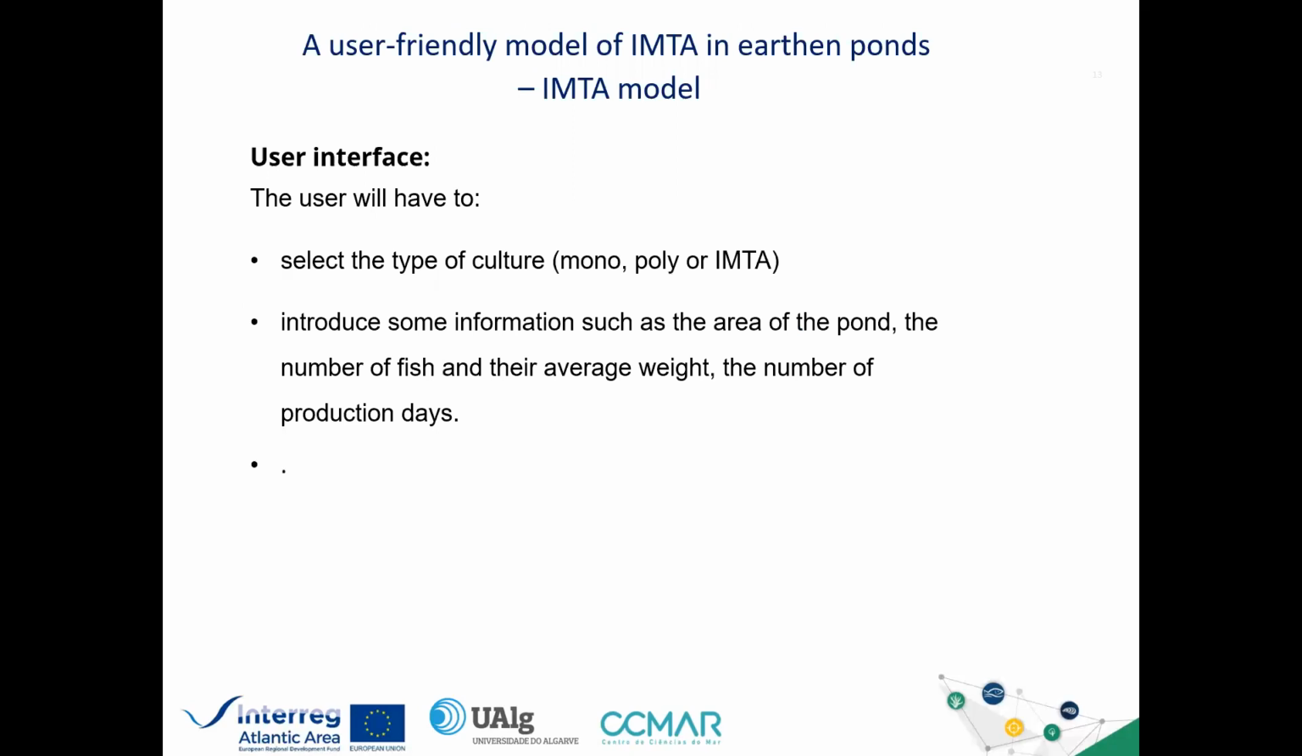So the user interface will allow the user to select the type of culture, if it is a mono, poly, or IMTA, integrated multi-trophic aquaculture. We have some information such as the area of the pond. The user needs to add this information: the area of the pond, the number of fish, and the average age, the number of production days, and so on. You will see later the small presentation about the model, the version we have now working on.